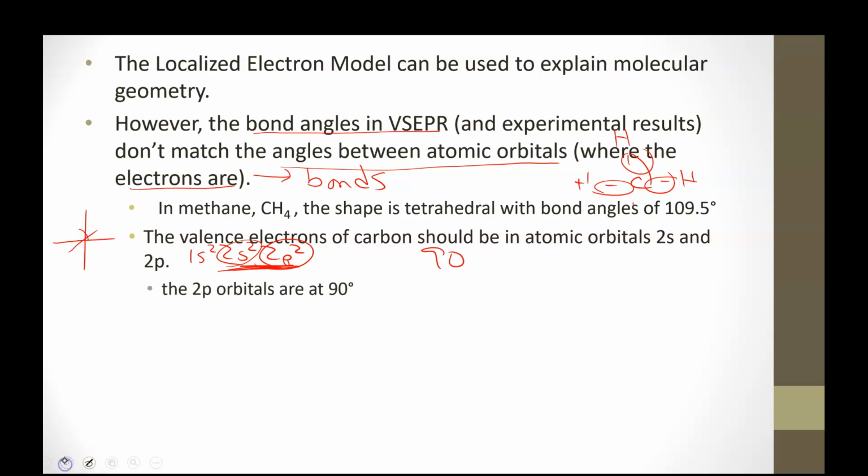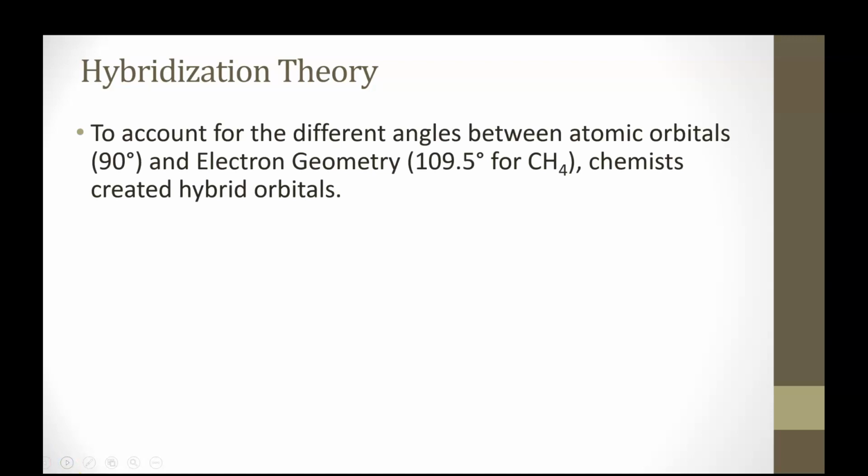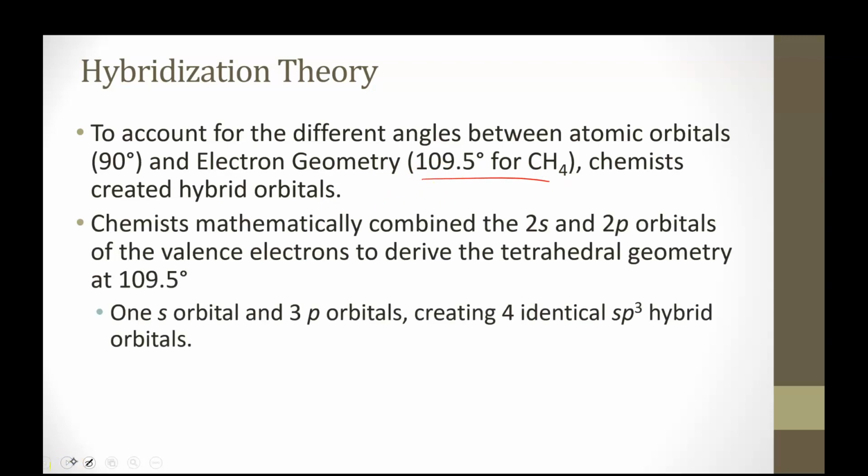And so their only explanation is that the atomic orbitals have to change when they form bonds to make a molecule. That's the explanation. And so they came up with a model called these hybrid models to account for the different angles between the orbitals, which is 90 degrees, and the electron geometry. In the case of methane, CH4, it's 109.5. They created hybrid orbitals. So they mathematically combined the s and the p orbitals, so sp orbitals, using Schrodinger's equations, the wave functions that describe those orbitals, and they derived tetrahedral geometry at 109.5.